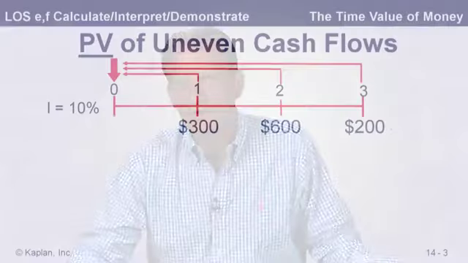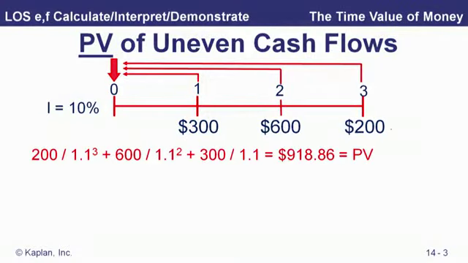Same way with the present value of 3 payments. Just take the present value of each component and add them all up. So here's an example of that present value of uneven cash flows.